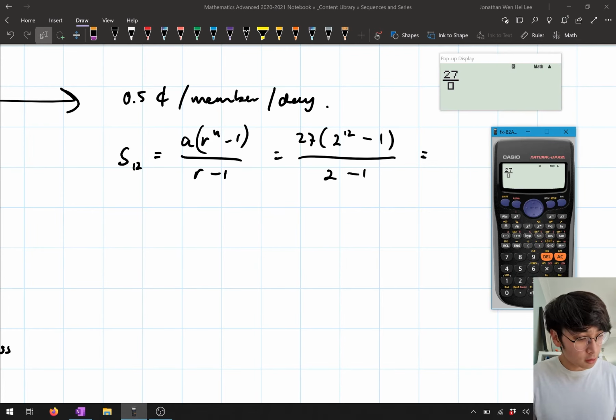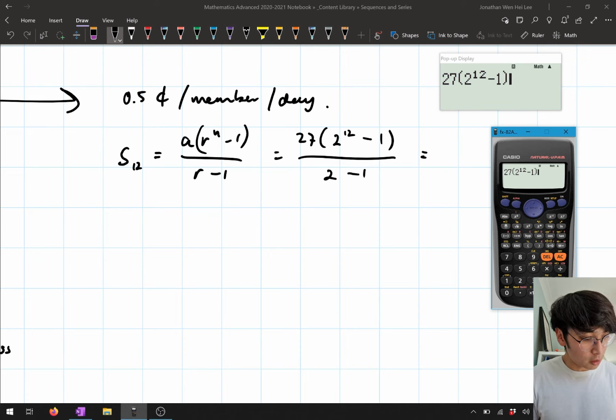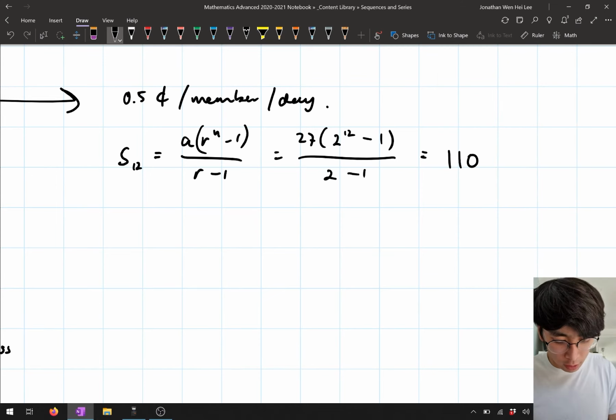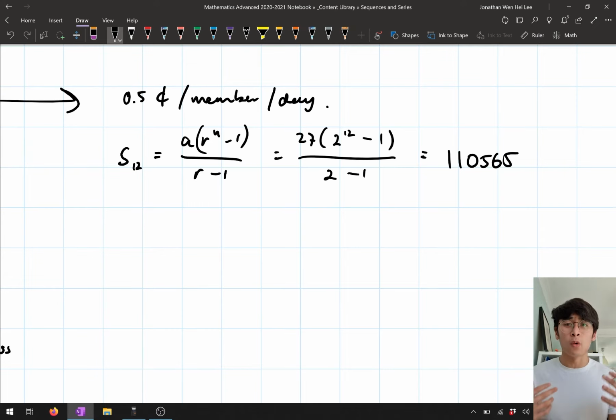So this just becomes 27 times (2 to the power 12 minus 1). That tells me that altogether there was 110,565. You can kind of think of this as how many hits were on the website altogether. On the first day, you would have only gotten 27 hits because there was 27 new members. Then on the second day, there was 54 members, so there was 54 additional views on that website. And on the third day, there was then another 108 views. And so this tells me that there's a total number of 110,000 views over the 12 days.